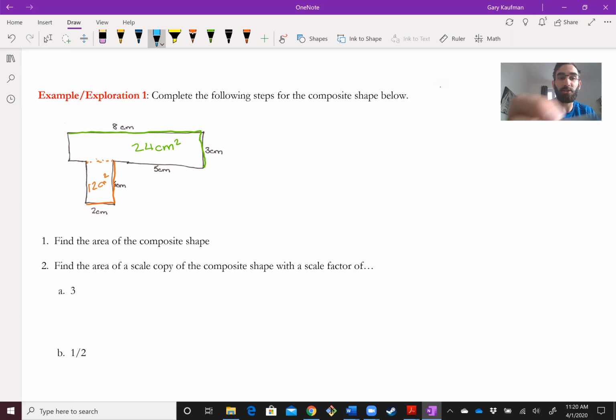Now, I don't have all the measurements, but I can find some. I know that this measurement is 3 as it matches the other side. I know that this measurement is 6 as it matches the other side. And I can find this last one as well, because I know the full length of the side across from it is 8. From here to here is 5, and the dotted orange line is 2, making a total of 7. So that must be 1. I didn't need that for this composite shape, but sometimes you do. So the area of the composite shape is 36 centimeters squared.